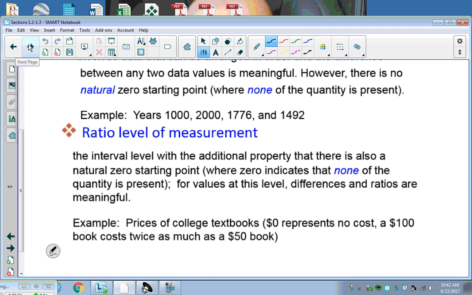Here's the one they give you: the price of college textbooks. Wouldn't it be nice if you did have a no cost? That'd be the best of all, right? I think that happens when you borrow it from somebody, right?